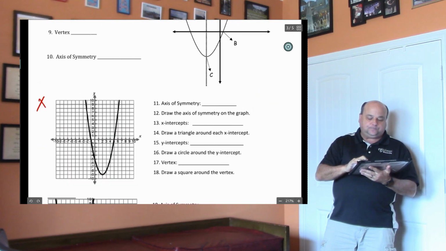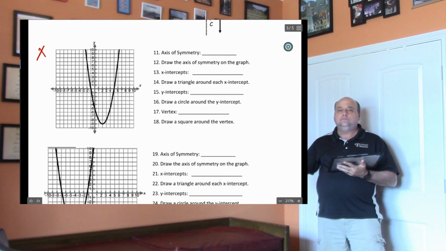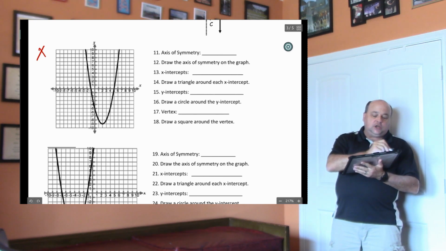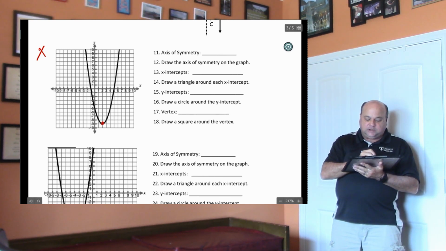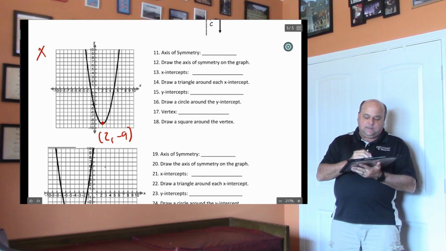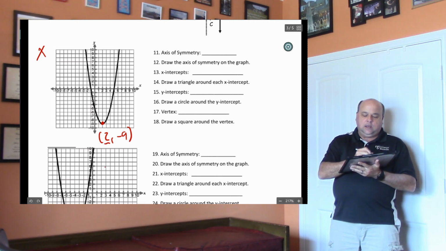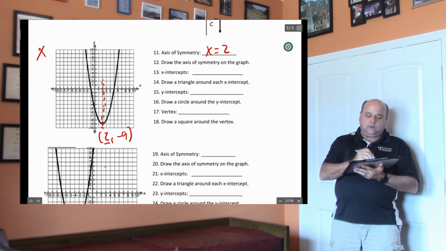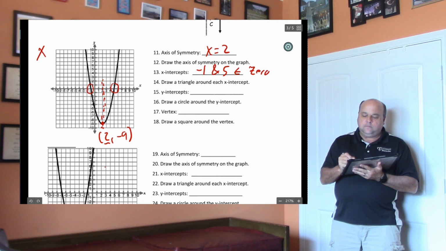Turn the page. Let's do this one right here. The first thing you want to do is plot the vertex. The vertex is right here, and it's at 2, -9. The axis of symmetry is this number right here. It would look just like this, and it would be x equals 2. I've drawn the axis of symmetry on the graph. The x-intercepts are here and here, which is -1 and 5. Those are called the zeros.